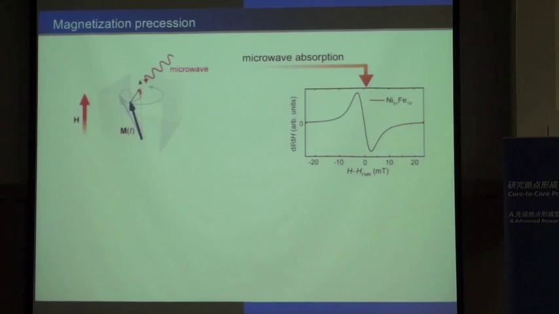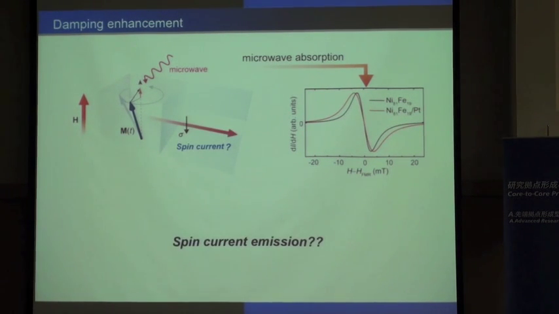In this experiment, we have measured the FMR spectrum as a function of the external field. Actually, the FMR line width is clearly enhanced by simply attaching a platinum film. In the previous experiment, I showed you that spin injection into a ferromagnet changes the line width, or changes the Gilbert damping constant. So this result implies that a spin current is emitted from the ferromagnet. If the spin current is emitted from the ferromagnet, we can detect it by simply measuring the electric voltage induced in the platinum layer.